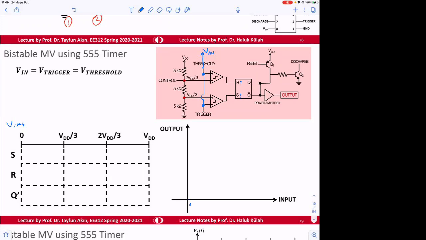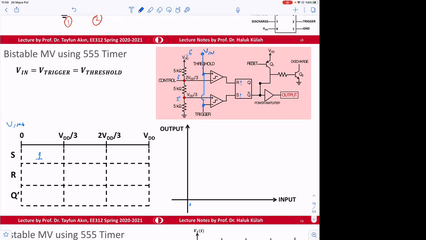This S, when input is 0 or slightly larger than 0, is going to compare itself with this one, which is, let's say VDD is equal to 6 volts. So just to make things easier to analyze, if that's 6 volts, this is going to be 2 volts, this is going to be 4 volts. So compared to 2 volts, when input is 0, S is going to be 1. So this is going to be high or logic 1.